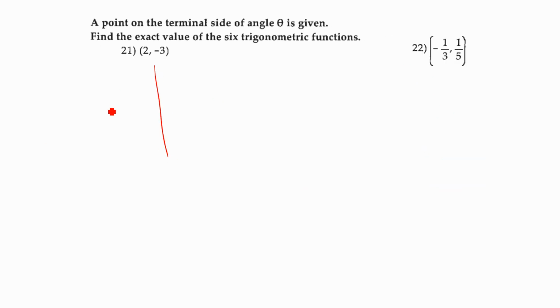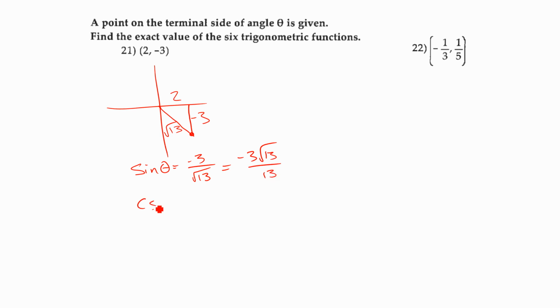Okay, 2, negative 3 is to the right but down. Your triangle would look like this with an x of 2 and a y of negative 3. So let's find everything. The sine theta equals negative 3 over the square root of 4 plus 9, which is the square root of 13. So our answer is negative 3 rad 13 over 13. The cosecant is going to be negative rad 13 over 3.